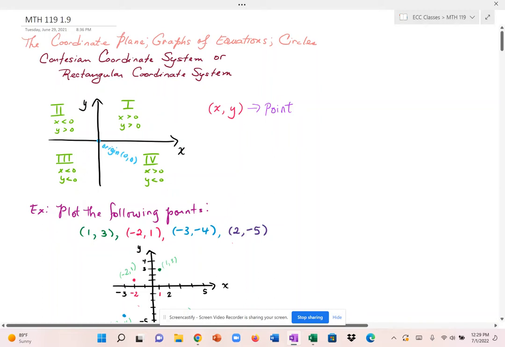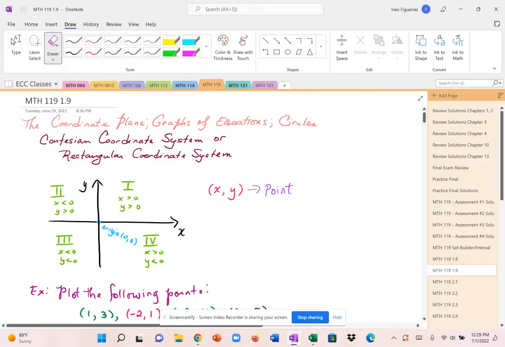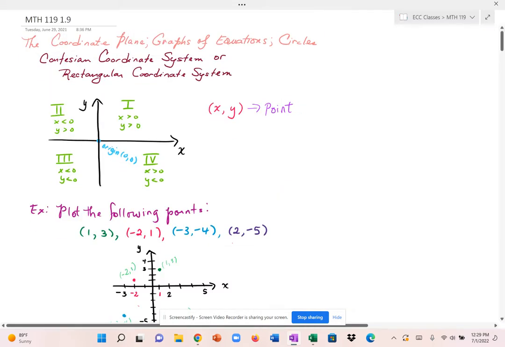Hi, this lesson is about the Cartesian coordinate system and the graphs of equations like lines, parabolas, as well as circles. So we start with the coordinate plane or the Cartesian coordinate system, also called the rectangular coordinate system, and that is defined by two axes, typically called the x-axis, which would be your horizontal line, and your vertical axis, which is the y-axis. That's what we typically call it.